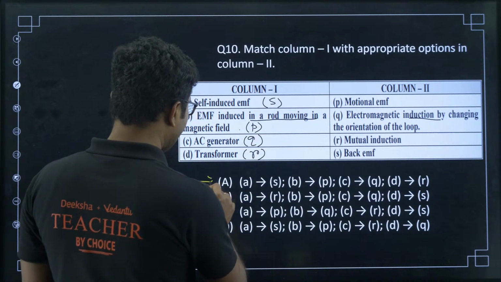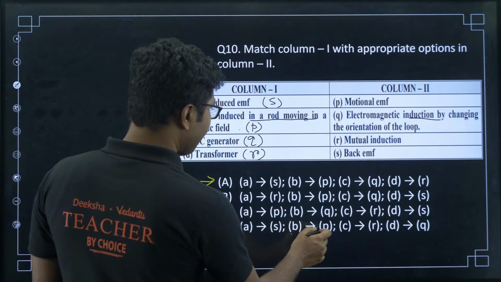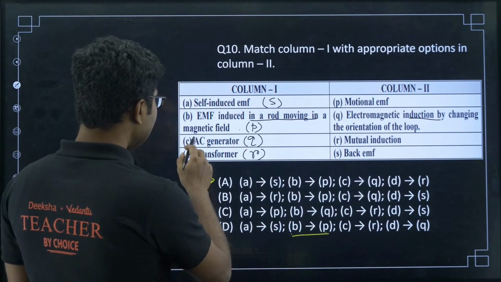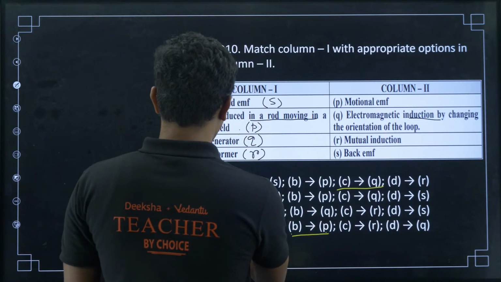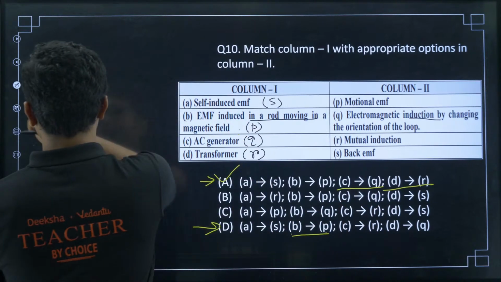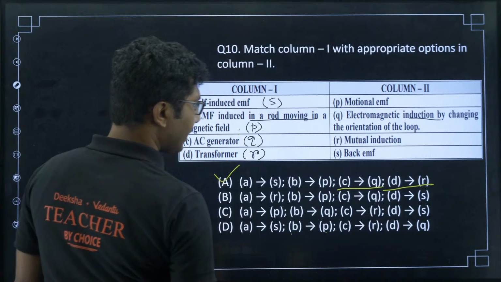So, we have A with S, B with P, C with Q, and D with R. So, the correct answer is option A. So, you have to check one by one and eliminate the incorrect answers.